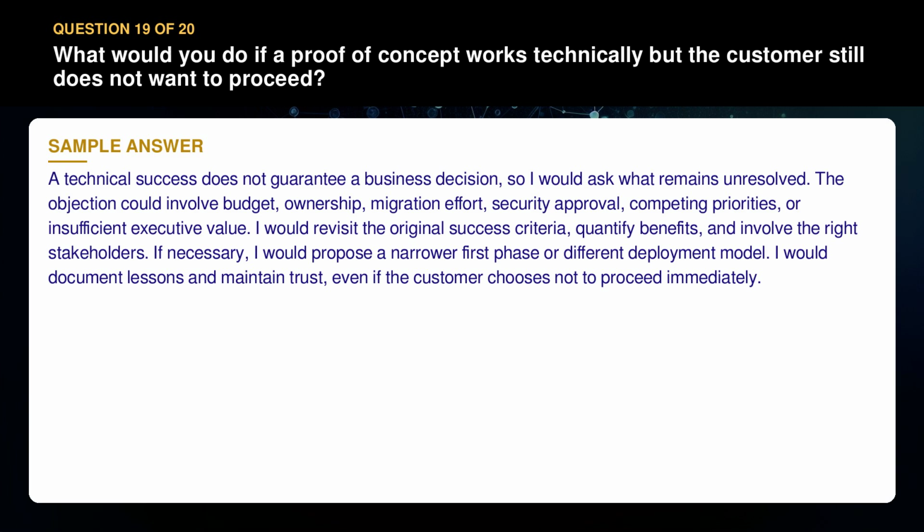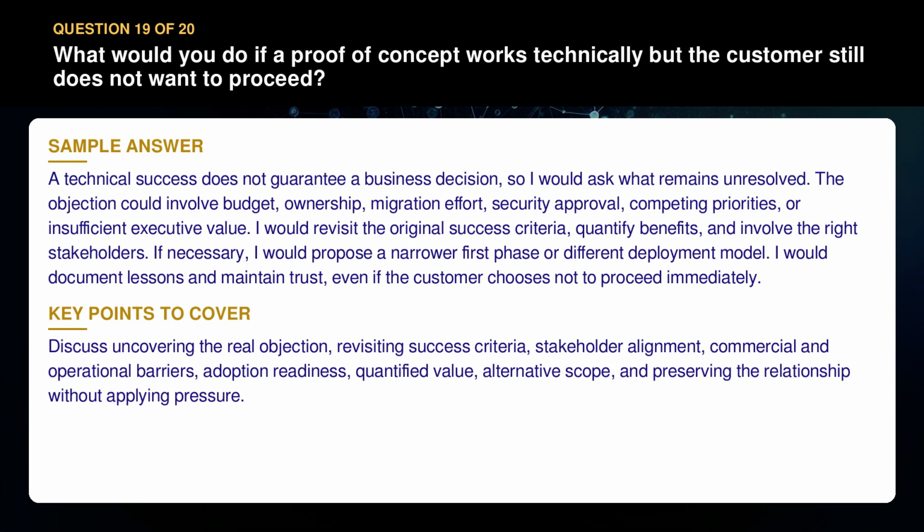I would revisit the original success criteria, quantify benefits, and involve the right stakeholders. If necessary, I would propose a narrower first phase or different deployment model. I would document lessons and maintain trust, even if the customer chooses not to proceed immediately. Discuss uncovering the real objection, revisiting success criteria, stakeholder alignment, commercial and operational barriers, adoption readiness, quantified value, alternative scope, and preserving the relationship without applying pressure.